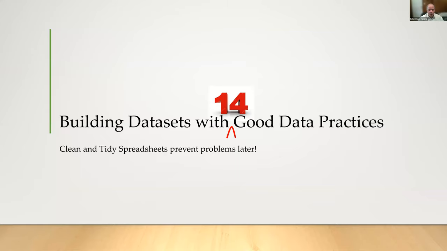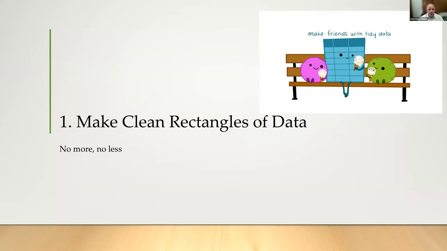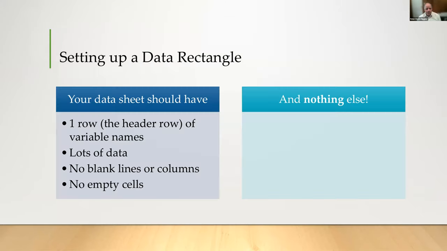I'm going to go through 14 good data practices. So first is making clean rectangles of data with no more and no less. So tidy data structures that are very clean, very vanilla. So your data sheet should have one row, the header row of variable names, no extra header rows, no titles, no notes, lots of data, no blank lines or columns, and no empty cells, and absolutely nothing else.